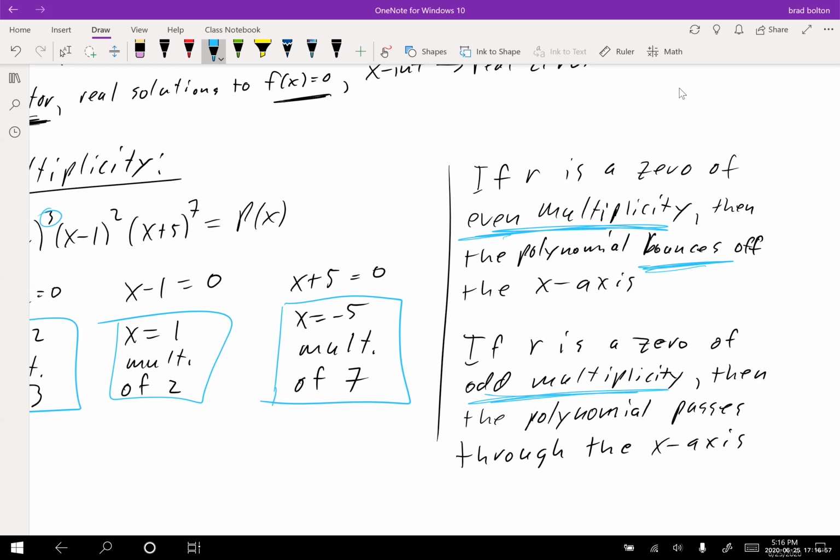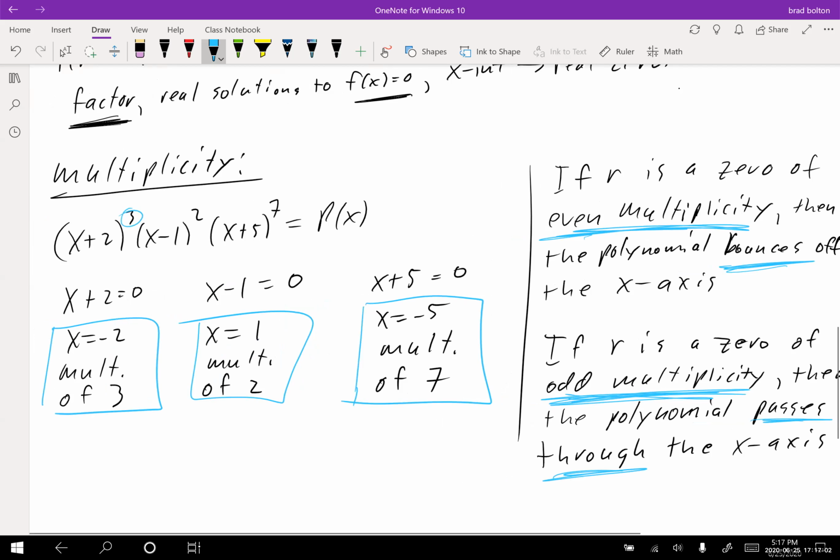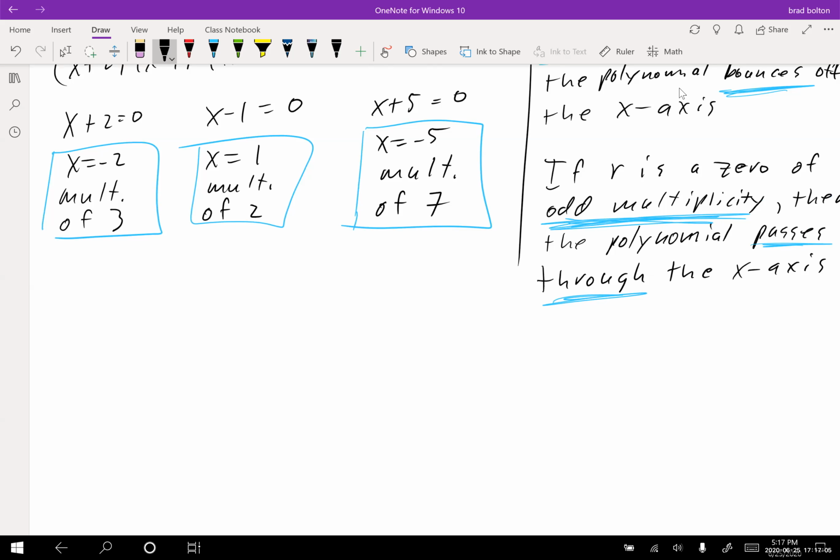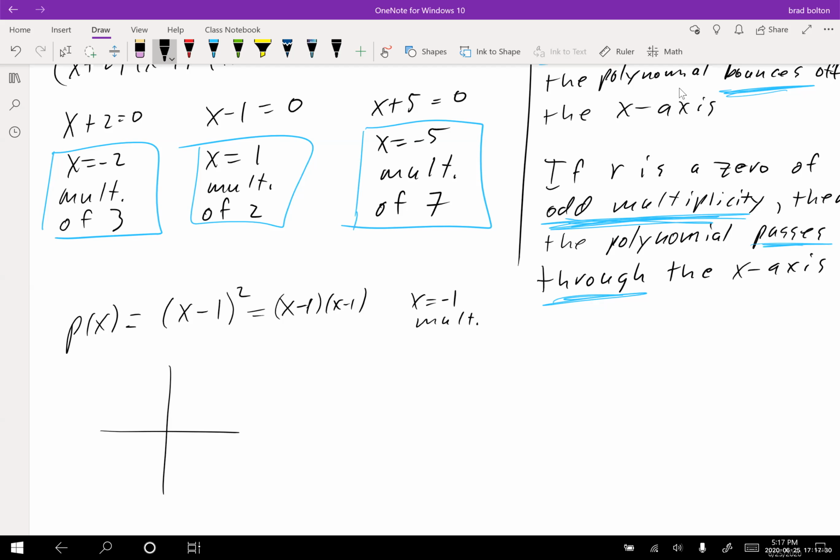So if it has a multiplicity that is even, it's going to bounce off the x-axis. If it has a multiplicity that is odd, then it's going to pass through the x-axis. And let me show you what I mean. So you guys know that if I gave you p of x is equal to this parabola, x minus 1 quantity squared, then technically it's x minus 1 times x minus 1. That means that x equals 1 has a multiplicity of 2 because it occurred 2 times. It happened twice, all right?